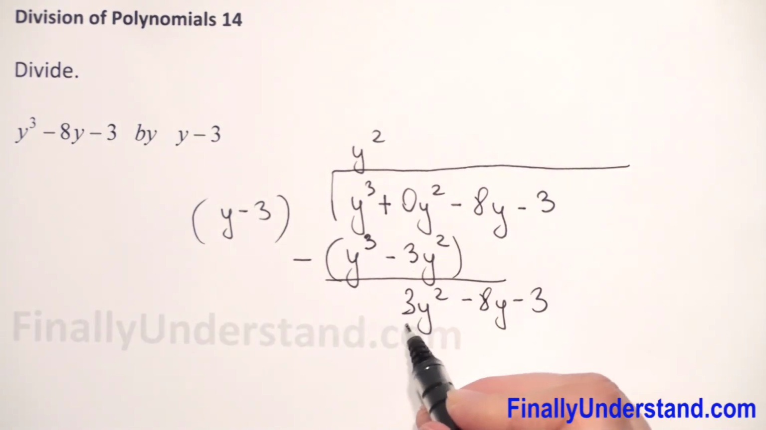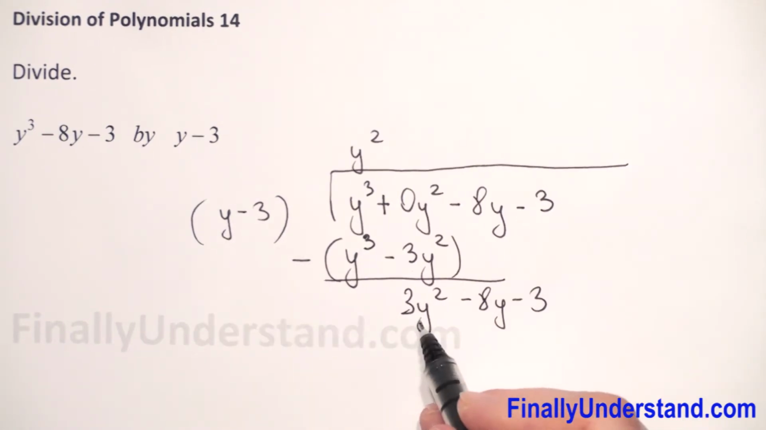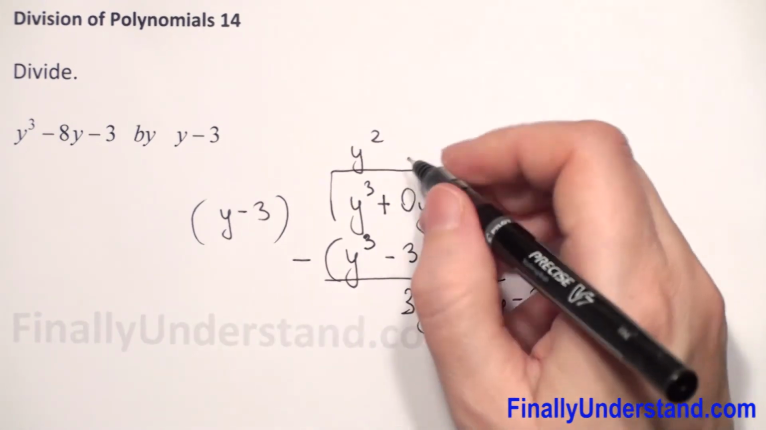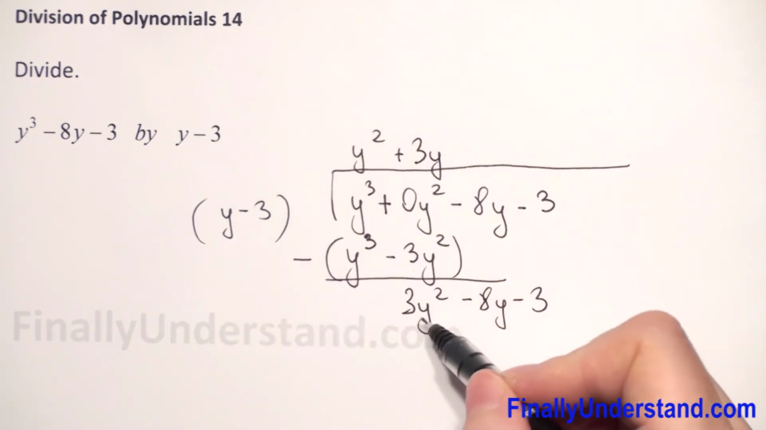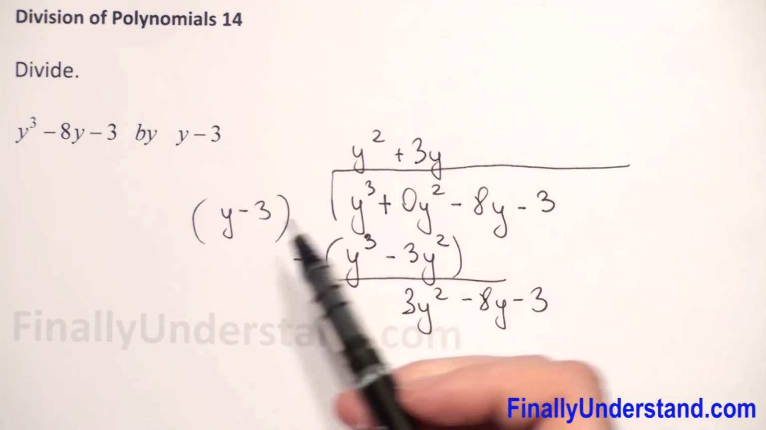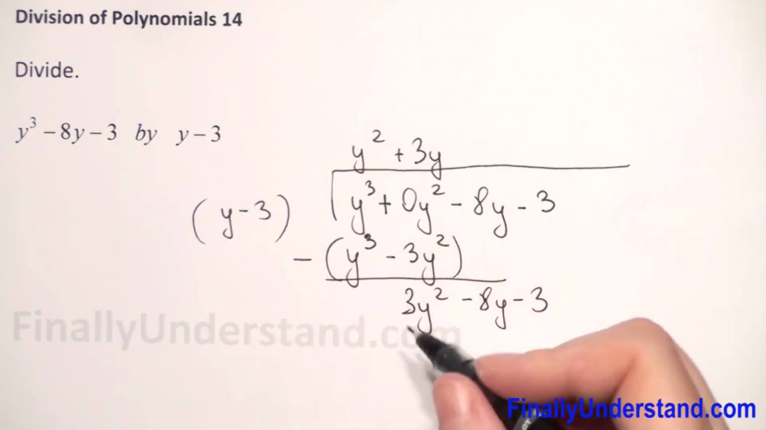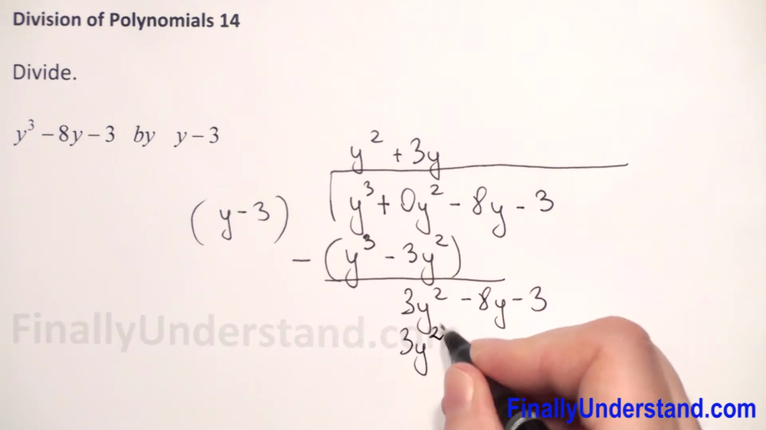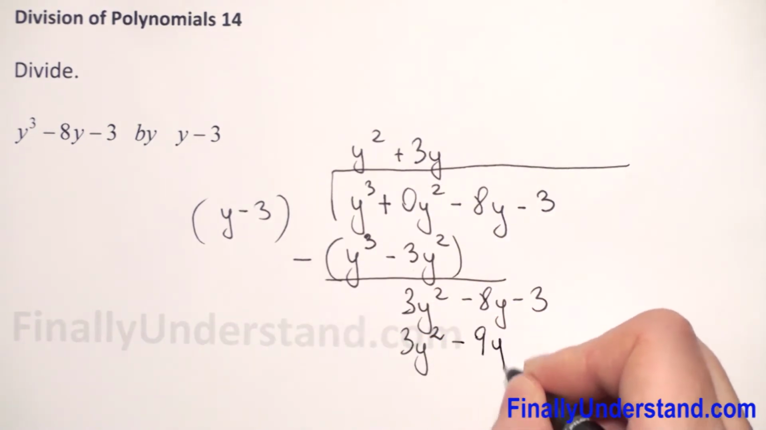We concentrate always on the first term, 3y squared and y. By what do I have to multiply y to get 3y squared? By 3y, of course. 3y times y gives me 3y squared. And now I have to multiply every term of our divisor by 3y. 3y times y is 3y squared. 3y times negative 3 is negative 9y.